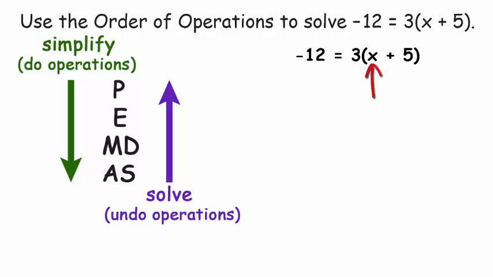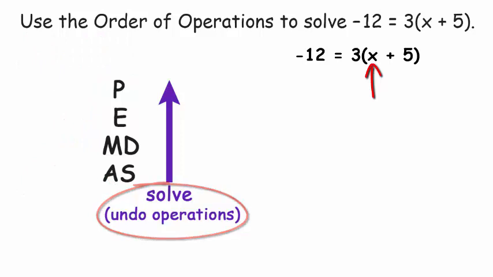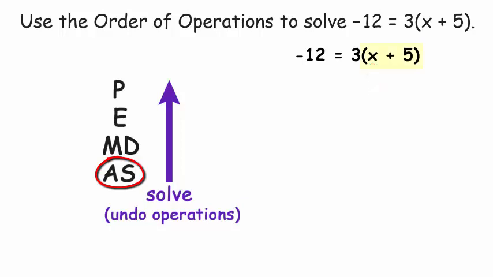So we must undo the operations on the right side of the equation where x is located. So we will reverse the order of operations and undo operations from the bottom up. Reversing the order of operations means that we undo addition and subtraction first. But we notice that the addition, x plus 5, is trapped inside of these parentheses.